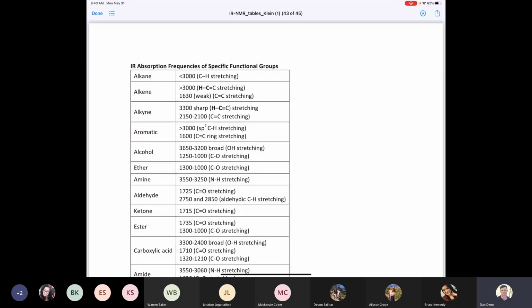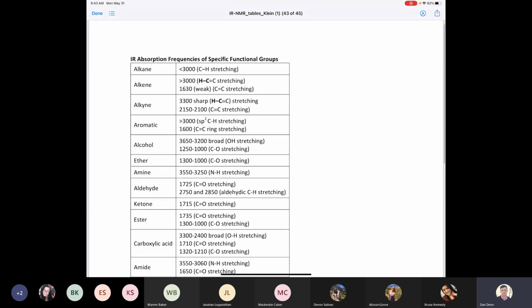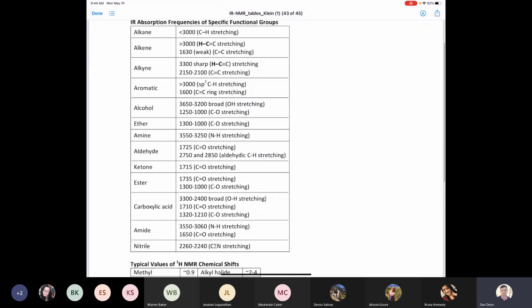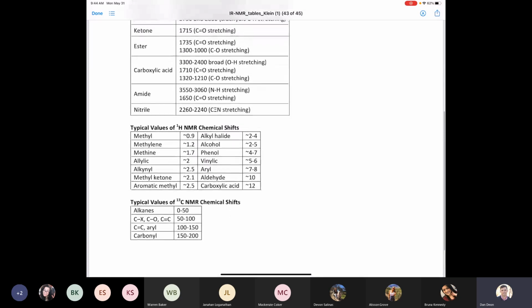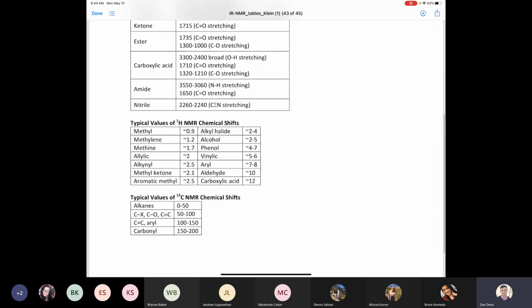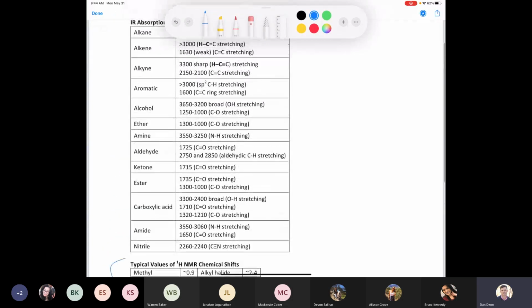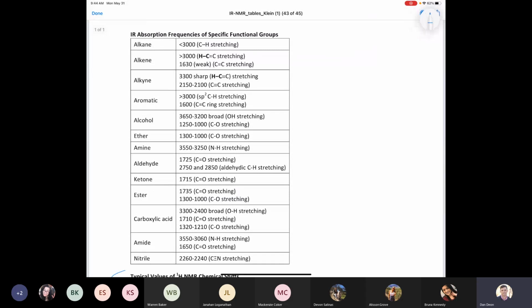All right, Chemistry 3101. I just wanted to go over the table of IR absorption frequencies for specific functional groups. So you're going to be given this PDF for your next quiz, quiz 14. We're not going to worry about the values for NMR shifts right now, since we're just focusing on IR at the moment. So we're going to talk about this first table, IR absorption frequencies of specific functional groups. Again, this is chapter 14, and this is basically our version of the table.